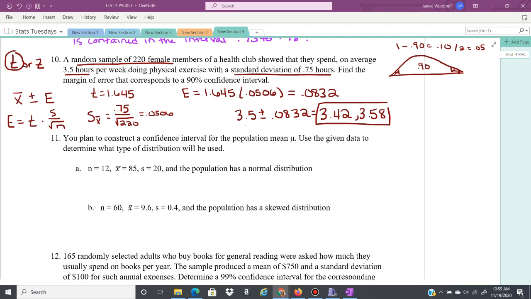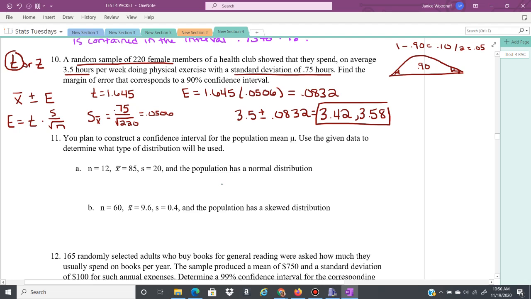All right, number 11. You plan to construct a confidence interval for the population mean, mu. Use the given data to determine what type of distribution will be used. So using a T or a Z distribution. So in A, you have a sample size of 12, a sample mean of 85, a sample standard deviation of 20. The population has a normal distribution.